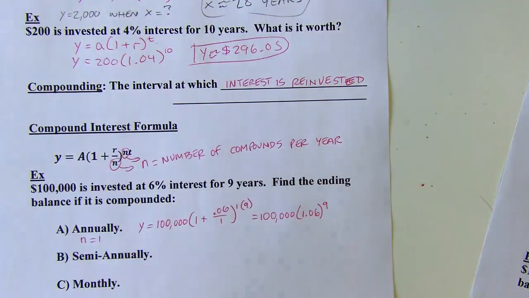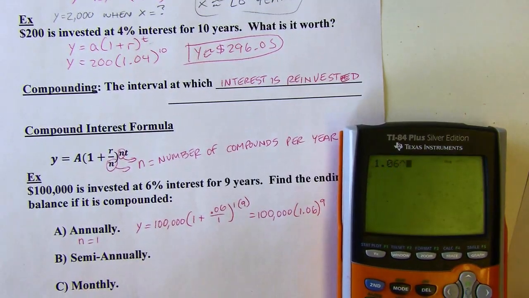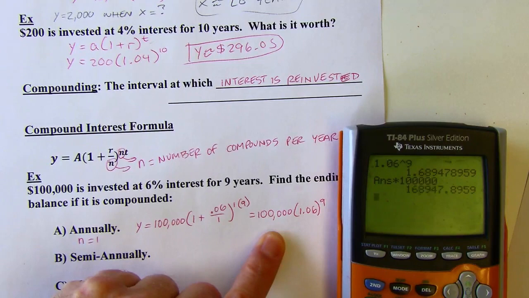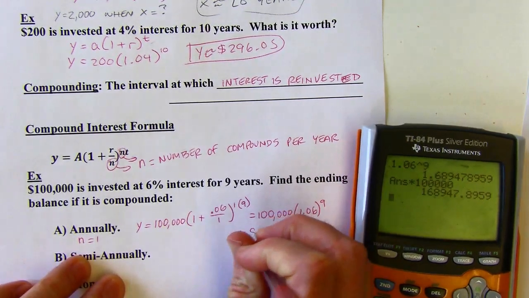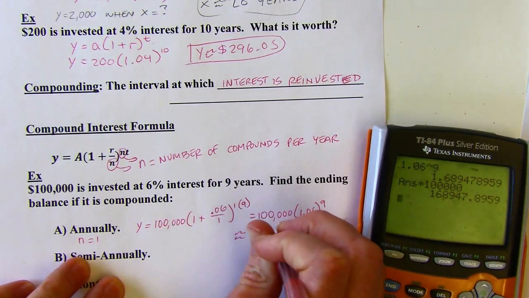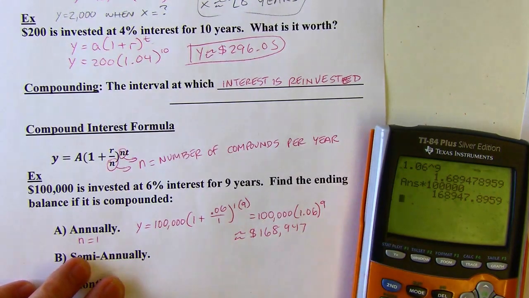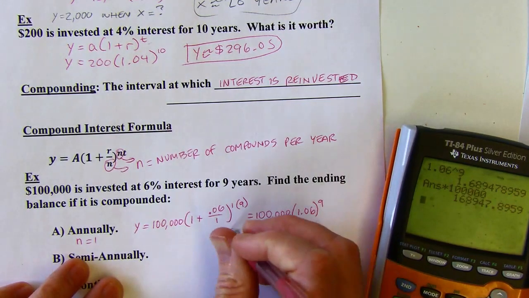And then I need a calculator from there. I'm going to put 1.06 to the 9th, and then multiply that by 100,000. So I've got $168,947 and 90 cents, rounding to the nearest cent, right?